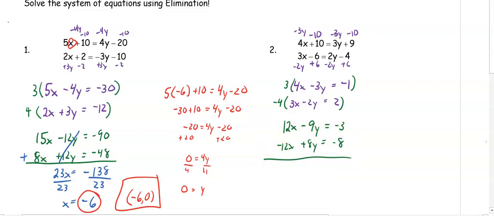When we add straight down, this time the x's cancel out, so we're left with negative 1y is equal to negative 11. Divide by negative 1, so y is 11. Then we're going to take 11 and substitute in for y.